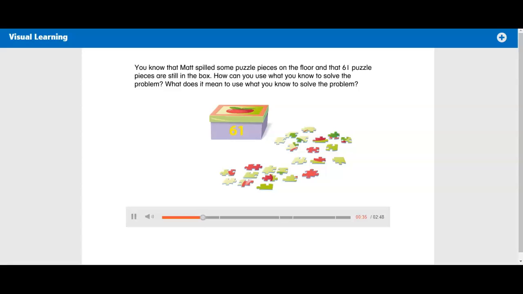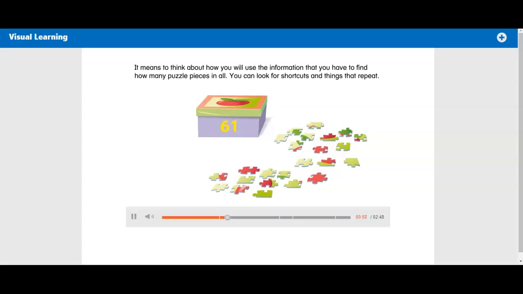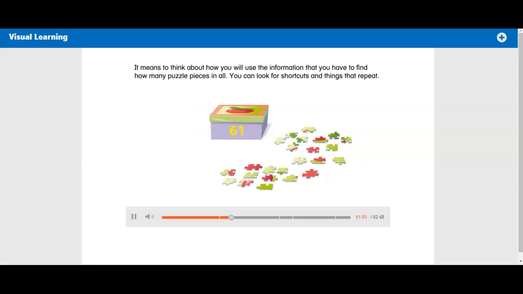You know that Matt spilled some puzzle pieces on the floor, and that 61 puzzle pieces are still in the box. How can you use what you know to solve the problem? What does it mean to use what you know to solve the problem? It means to think about how you will use the information that you have to find how many puzzle pieces in all. You can look for shortcuts and things that repeat.